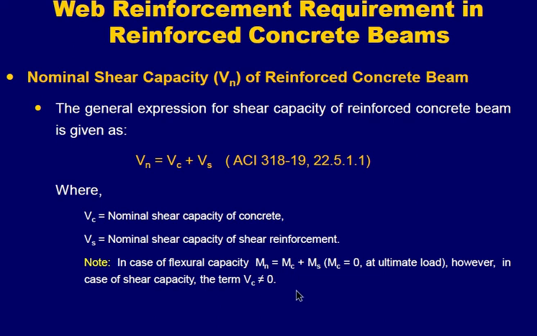In flexure, the concrete was only taken in compression and ignored in tension. However, in shear, the concrete of the entire cross section is considered. Okay, and its shear strength is taken into account.